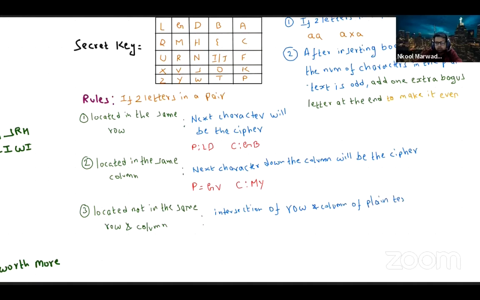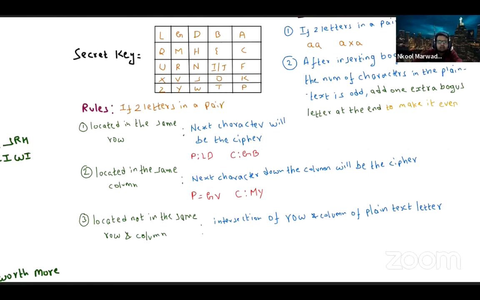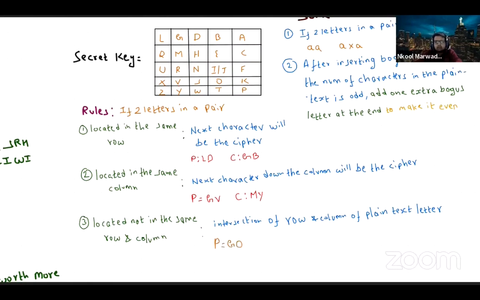Okay. Now how will we do it? Let us see. Let us suppose I have two symbols in the plain text like G and O. Definitely this G and O are neither in the same row nor the same column, because both are in different ones. G is here, O is here. First, for the G, what will be the cipher text? The column is this, and for the O, the row is this. So the intersection is the V. So we have to consider V.